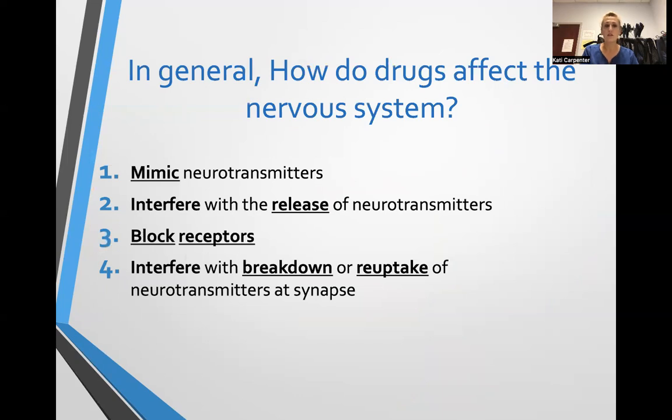Like I started to explain, why it's important for pharmacology to understand this is because when we're using these drugs that affect the nervous system, they can either mimic neurotransmitters specifically, interfere with the release of neurotransmitters, block the receptor pathway, or even interfere with the breakdown or reuptake of the neurotransmitter by those enzymes, remember alligator enzymes, in that synaptic space or synaptic cleft.